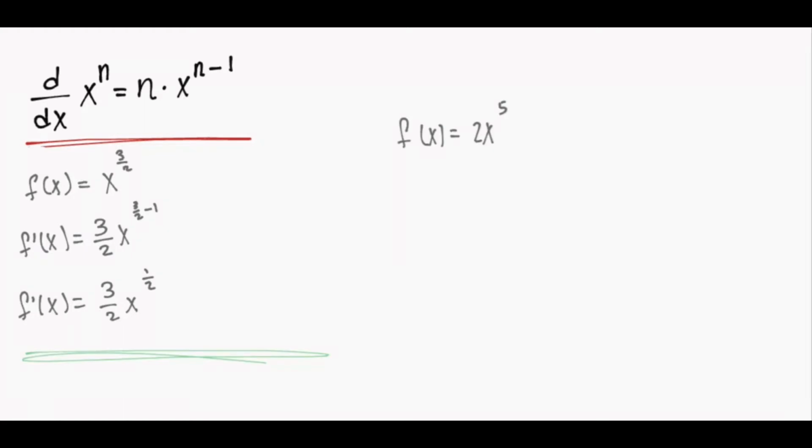For our last example, f of x equals 2x to the power of 5. So it will be f prime of x equals 2 multiplied by 5x to the power of 5 minus 1. And that's f prime of x equals 10x to the power of 4.